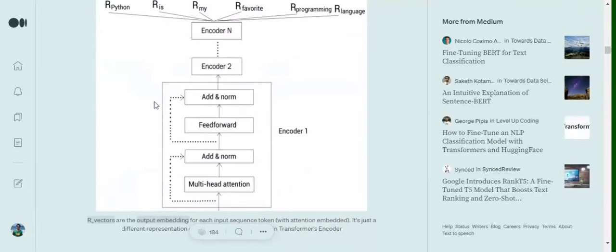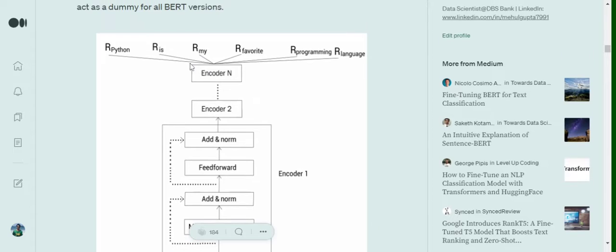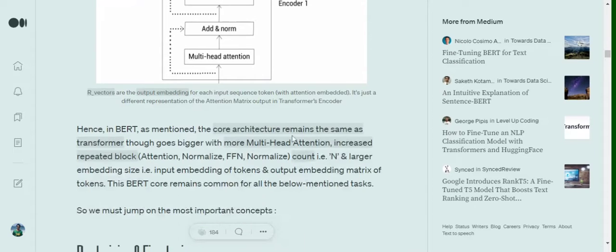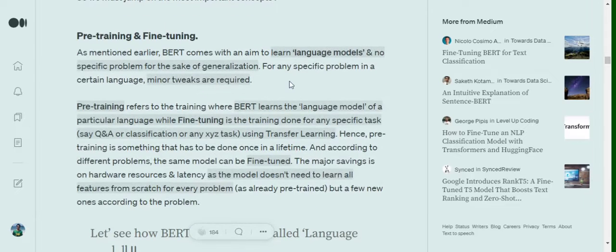So here's a base architecture that you can visualize to see how BERT looks. You must remember these 4 layers that we have discussed already: multi-head attention, add and norm, feed forward, add and norm. If you haven't, you can check out my previous videos. This forms our one block, encoder 1. Similarly, encoder 2, encoder 3, up to encoder n, and eventually we get our output. This is the repeated block that we are talking about.